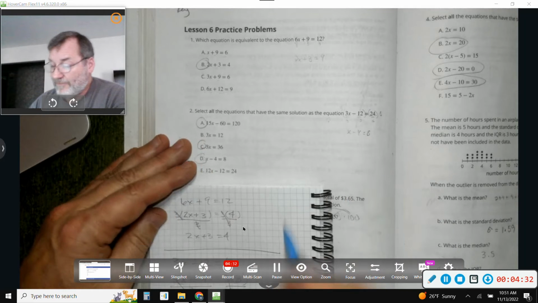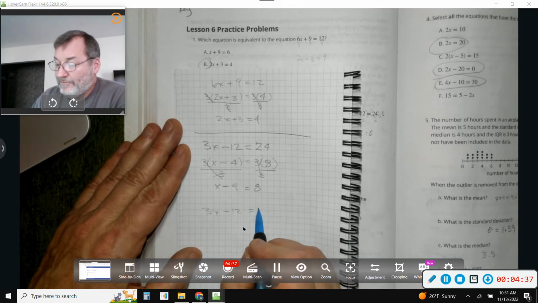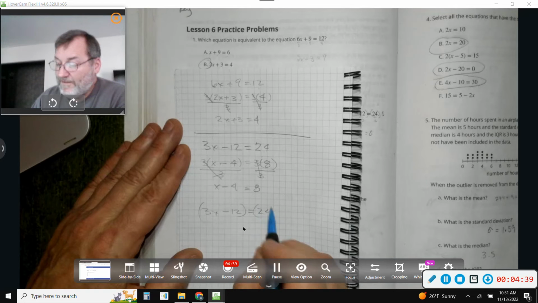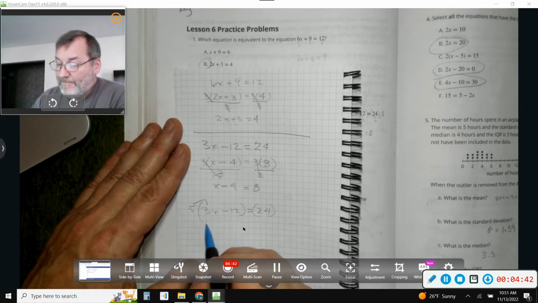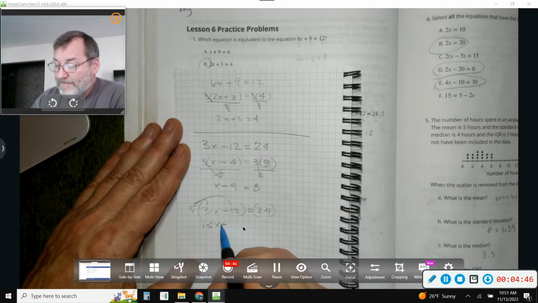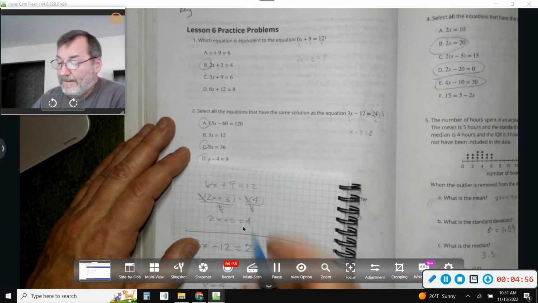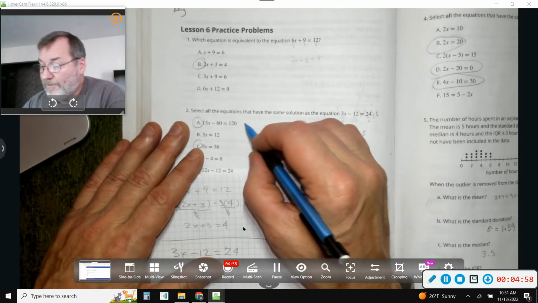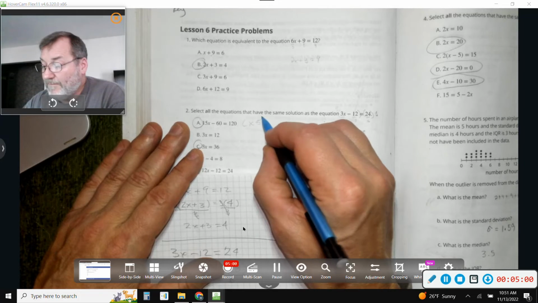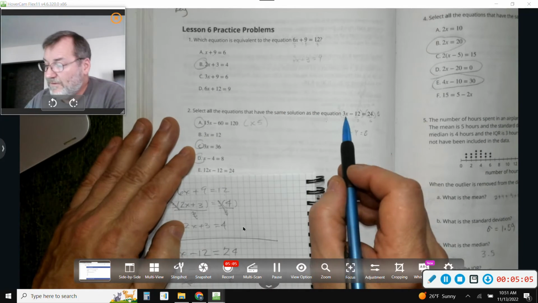So I could take that 3x minus 12 equals 24. And I can multiply both sides by 5. 5 times 3 is 15x. Minus 5 times 12, which is 60, equals, and multiply this side by 5. 5 times 24 is 120. So, yeah. And if you want a little note here, multiply by 5. Yep, that's what they did. This one, 3x equals 12. No.